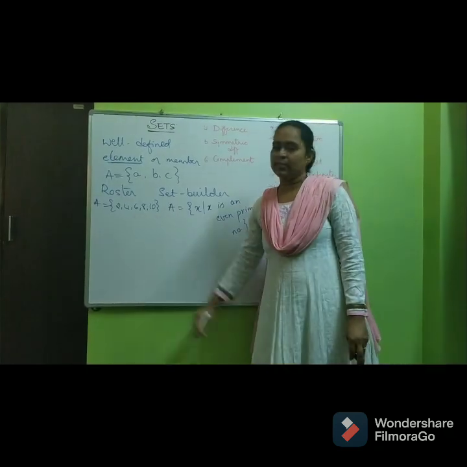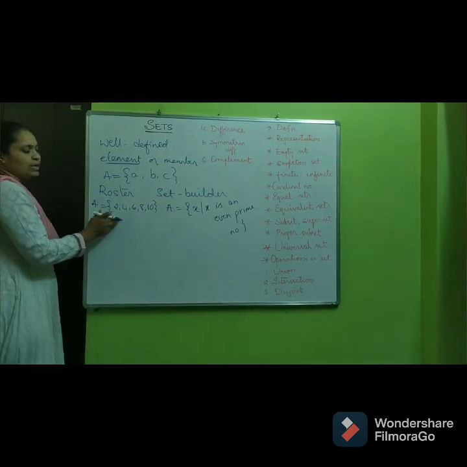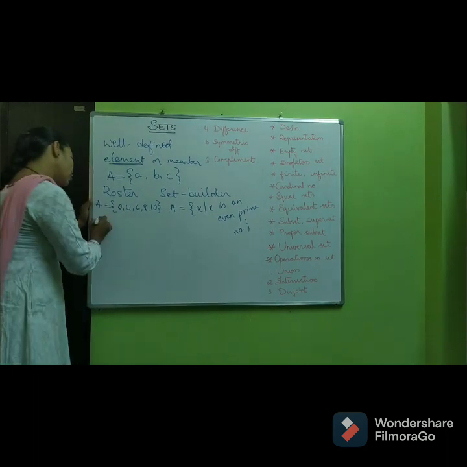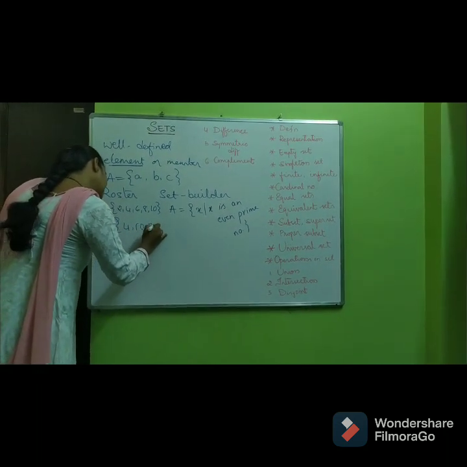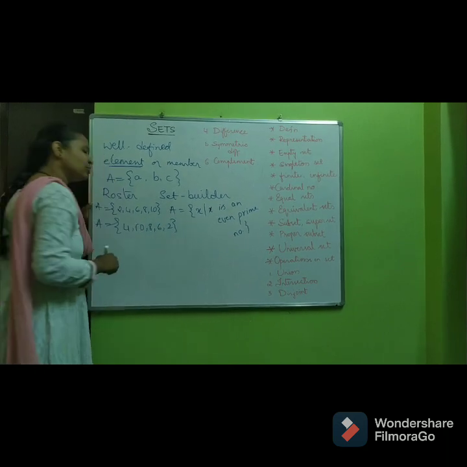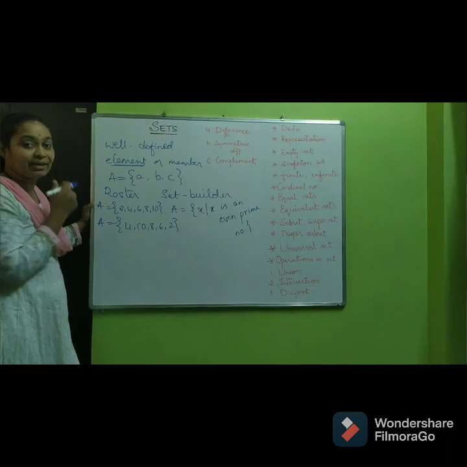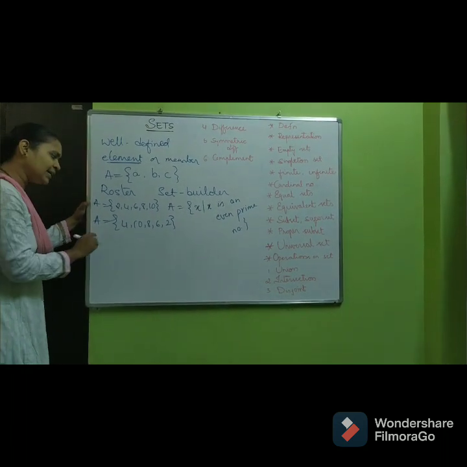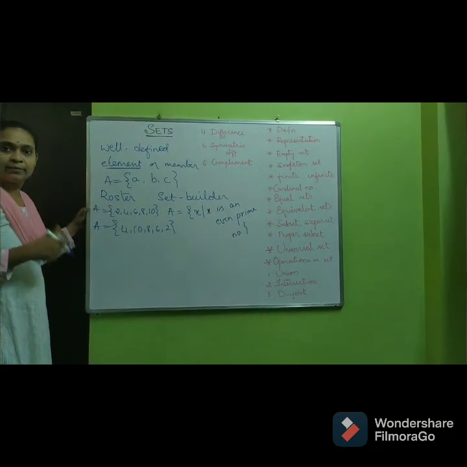When we come to the roster method, see here, order is not important. In roster method, order is not important. If you want, you can write the same set as {4, 10, 8, 6, 2}. It's your wish, whichever might be the first element, whichever might be the second element. And also, an element is written only one time. There is no need to go for repetition of the element.